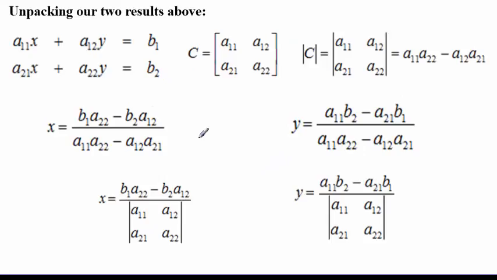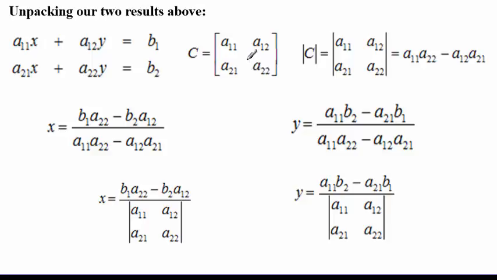Then let's move on. Now we want to unpack our results, which are these two here. Now notice that A11, A12, A22, this matrix is made of the coefficients of our unknowns on this side. So I'll call it the coefficient matrix. That's why I use the C there. This is a coefficient matrix.